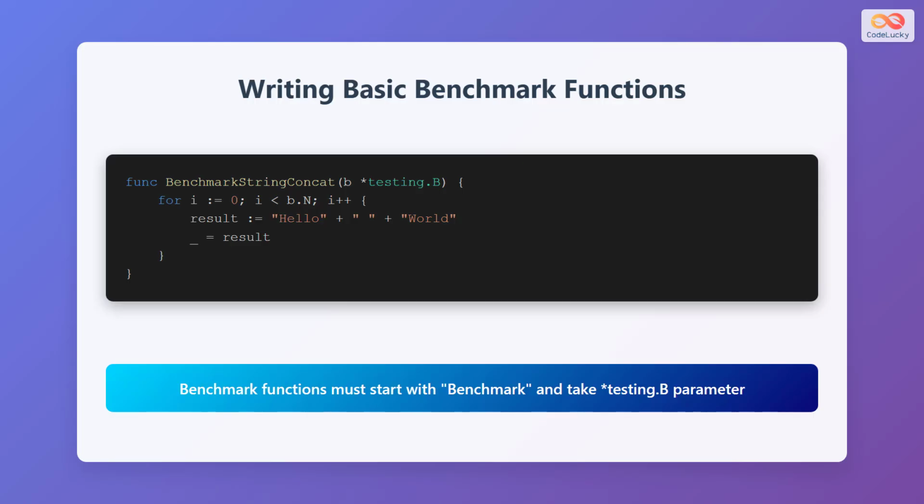Inside the function, there is a for loop that iterates b.N number of times. Inside the loop, a string concatenation is performed by adding hello, a space, and world. The result is stored in the variable result, and then ignored using a blank identifier. Remember that benchmark functions must start with the word Benchmark and take a pointer to testing.B parameter.